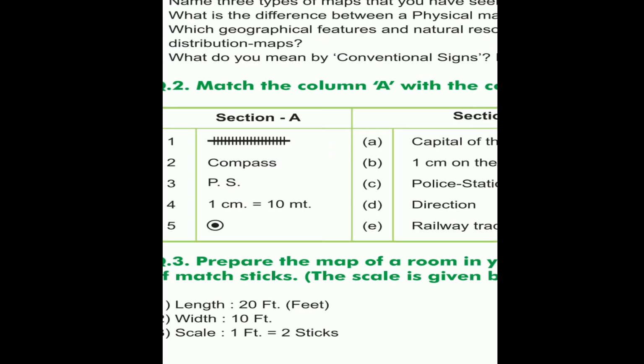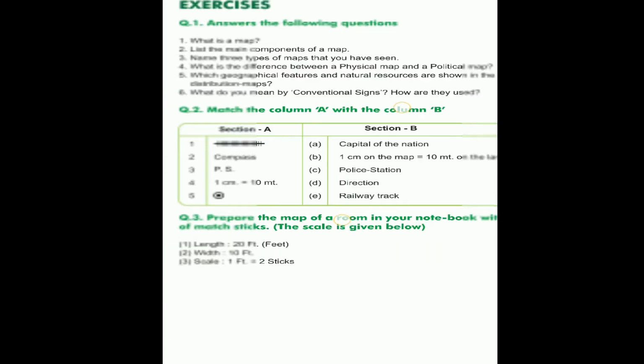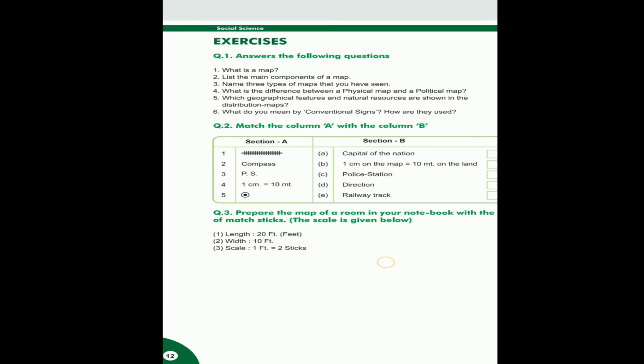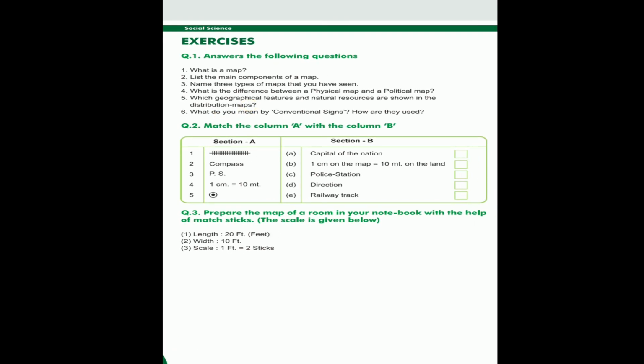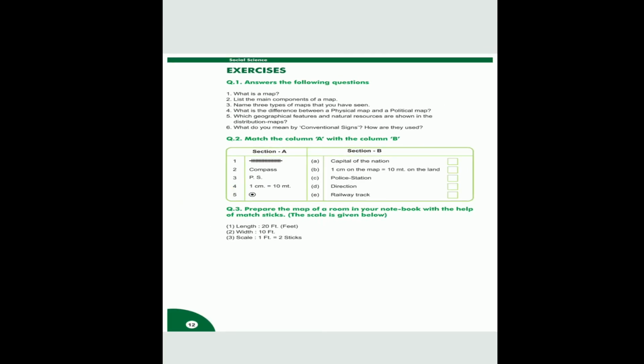So these are some signs and you have to match them. So PS for police station, you know, and this is for railway, compass, and this is the capital of a nation. So these are simple questions. Prepare the map of the room. You have to do a practical. So we will start in our class.